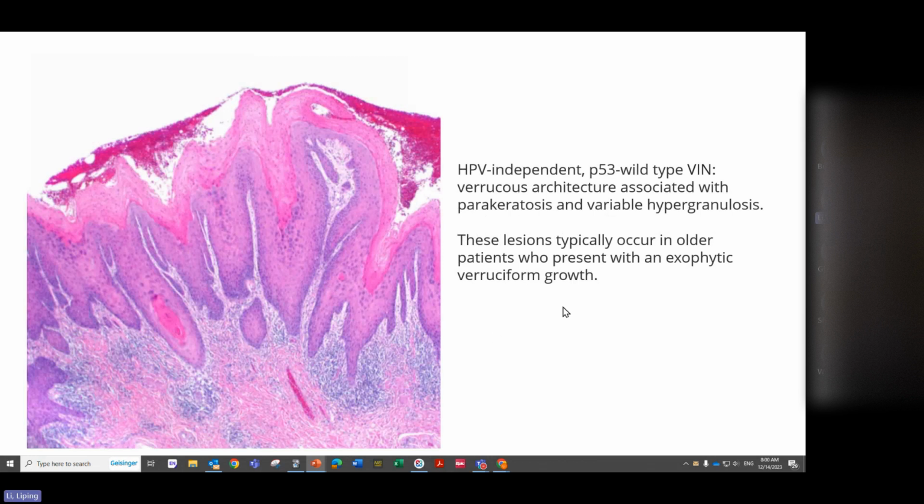And then the last entity is HPV-independent and P53 wild type. So with this one, you cannot see significant atypia, including in the basal cell layer. All the cells may just be larger, with eosinophilic cytoplasm. The only feature of this one is that the epidermis is thicker, so it looks acanthotic. We also have parakeratosis.